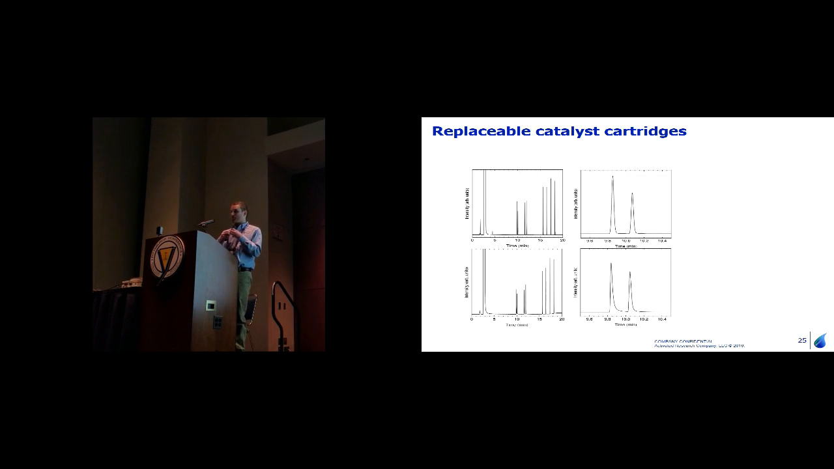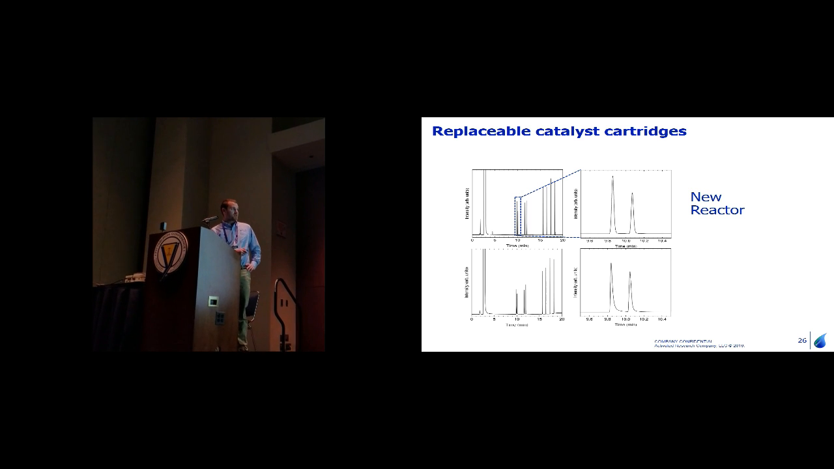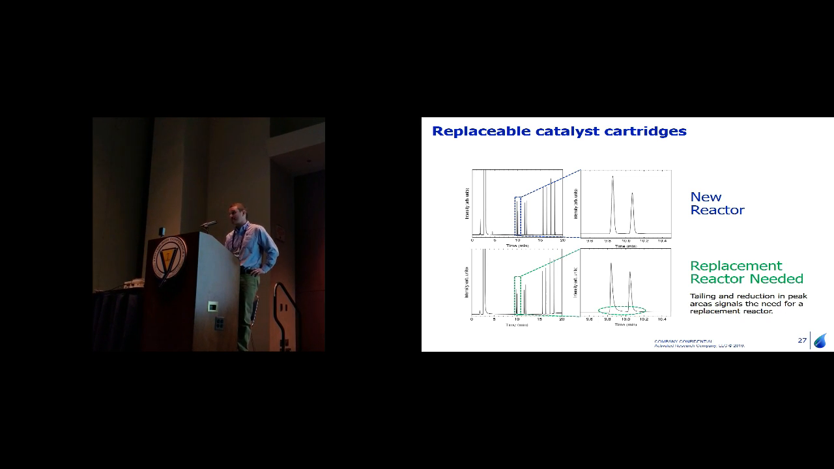We've also designed it to have a replaceable catalyst cartridge. Many of you might be familiar with methanizers, which usually require a change in catalyst over a certain period of time. Here we have a cartridge, which is quite easy to replace. So on the top, you see a new reactor, and these are very sharp peaks. You see basically the same performance as an FID. When your reactor needs replacement, you start to see tailing in those peaks. So it's a very clear indicator. You haven't affected accuracy, except that you start to tail and it becomes harder to integrate. So it's a very clear signal that you need to replace that reactor, and we have a cartridge you can do that with fairly easily.